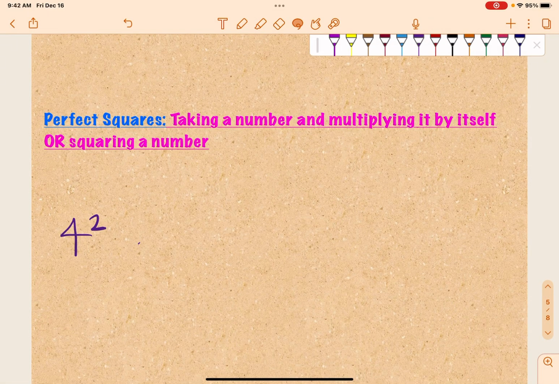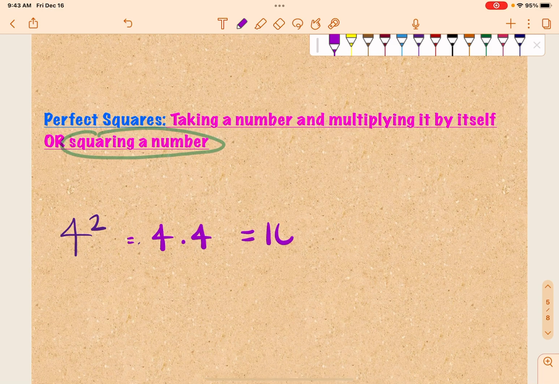Okay, we're going to talk a little bit about perfect squares and perfect square roots. So a perfect square is when I take a number and multiply it by itself, or they call it squaring a number. So if I have 4, squaring means it has an exponent of 2. So when they're talking about this, that's referring to this. Okay, so if I have 4 to the second power, that means I take 4 and multiply it by itself twice. So 4 times 4 is going to be 16.